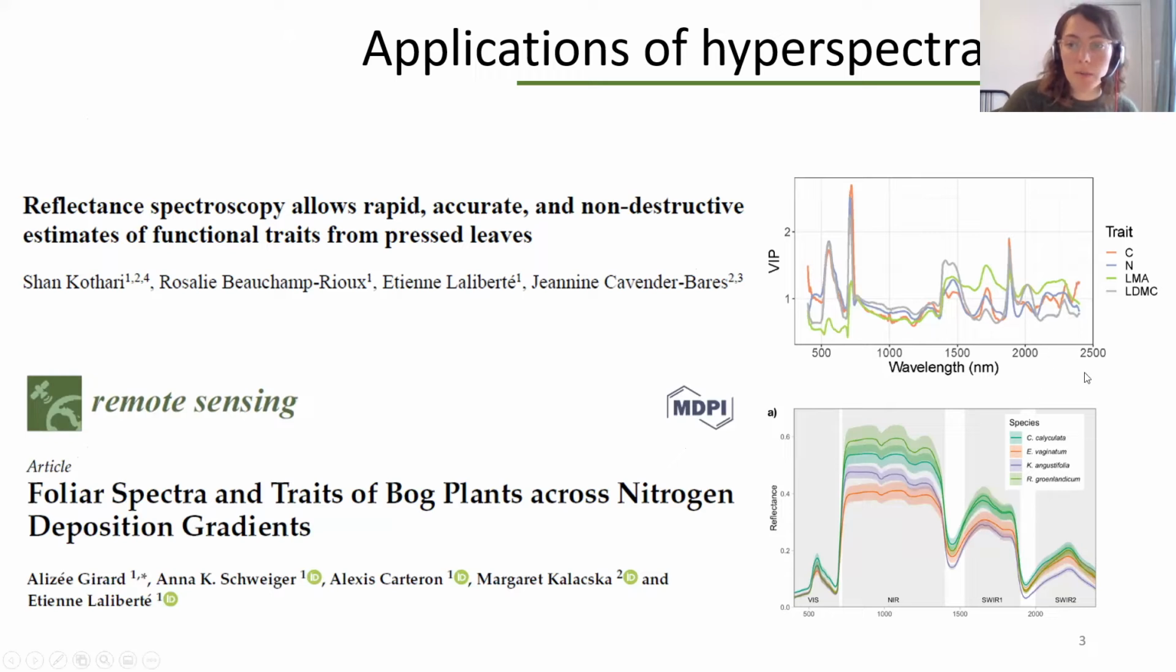And just a few words on the applications of hyperspectral data in general. Here are two examples from the CABE project. In the first one, we see the best wavelength bands to estimate different trait values, an example from Sean's paper. And the second one shows that we can also use the distinct reflectances to distinguish between different plant species. So these are very common examples for so-called near sensing methods: foliar spectra sampled in the field.